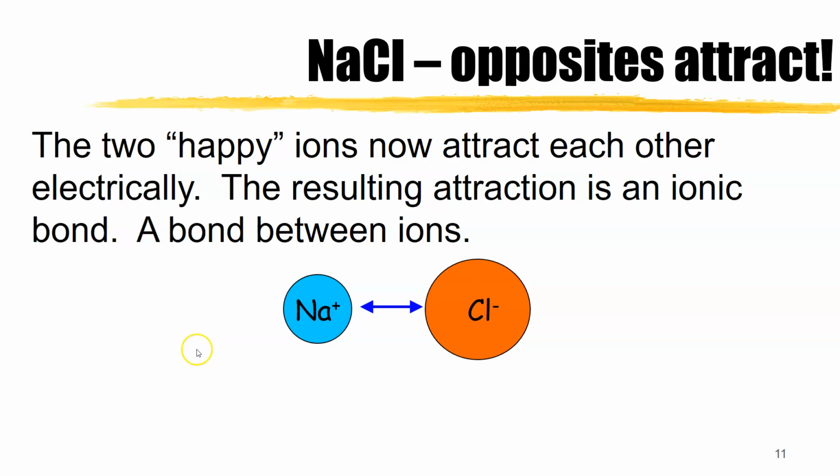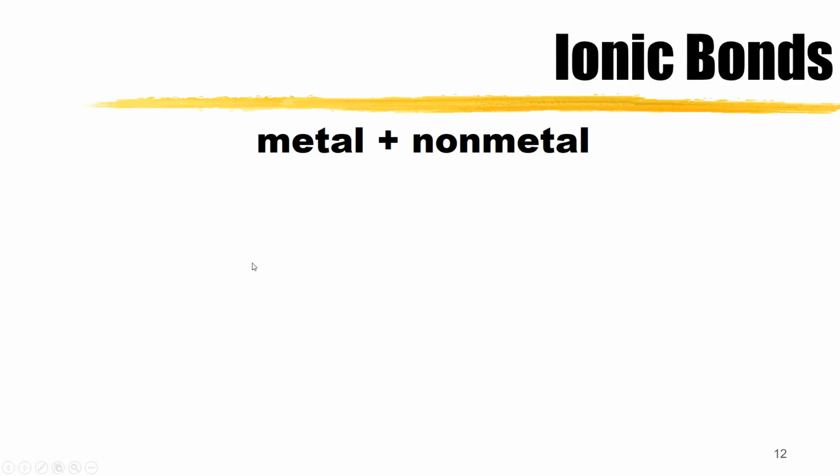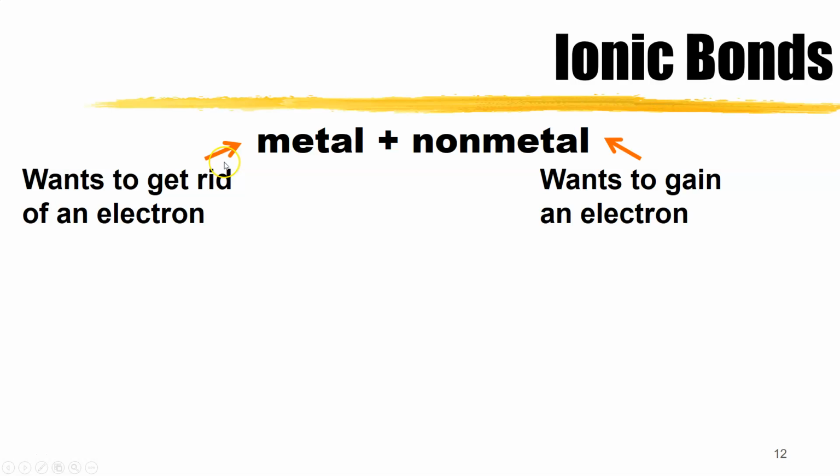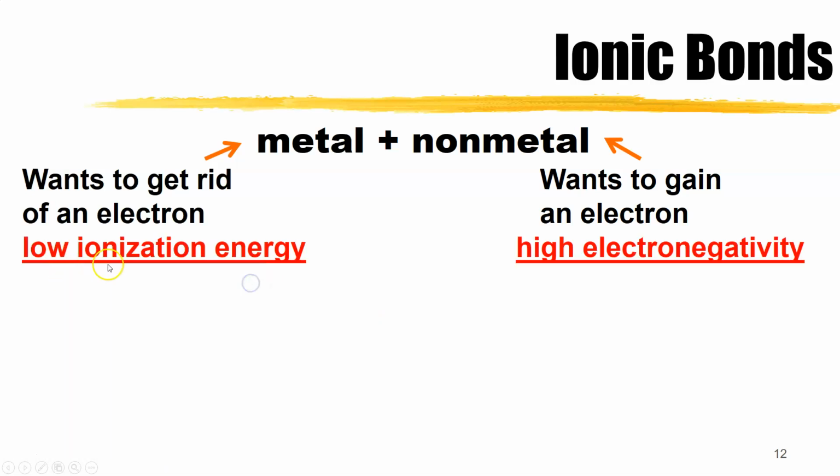Another way to think about this is to look at metals and nonmetals and their characteristics in terms of their ionization energy and their electronegativity. So a metal wants to get rid of an electron. A nonmetal wants to gain an electron. The reason that works out well is because the metal has a low ionization energy and the nonmetal has a high electronegativity. So the metal is easily able to get rid of an electron. You can take one away easily. The nonmetal is trying really hard to attract the electron. And so that's a perfect pair.